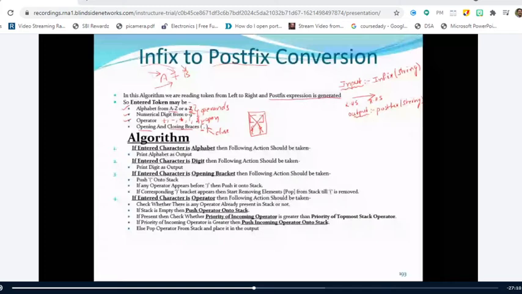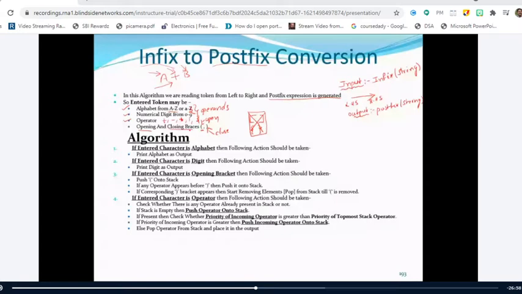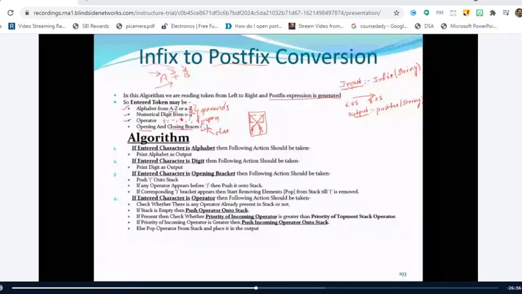Now we came to know what contents can be there inside an infix expression. An infix expression may consist of operands, operators, and the braces, closing brace and opening brace. So when it is clear, we can move forward to explain the algorithm. The algorithm is very, very important, and it is very easy also. Is it clear? Yes, sir. Right.